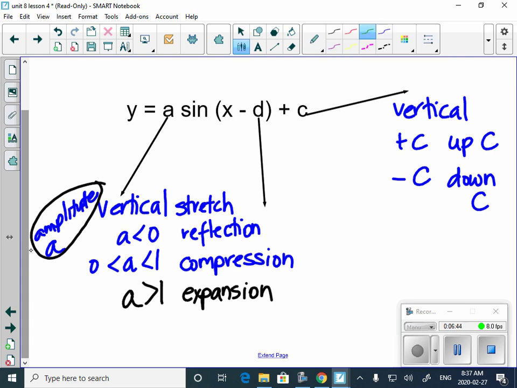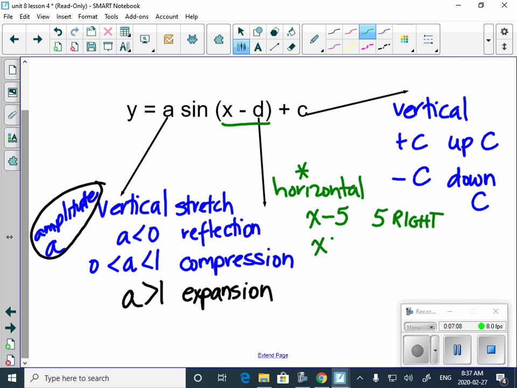And lastly, inside the function with x, we have a horizontal change. These ones are the tricky ones. So if I have x subtract 5, that's where I have 5 to the right. If I have x plus 5 inside the function, I have 5 to the left, backwards to how it appears.